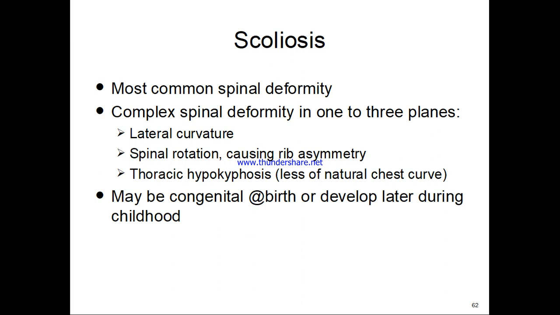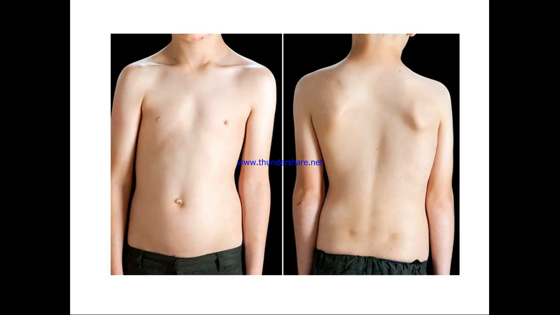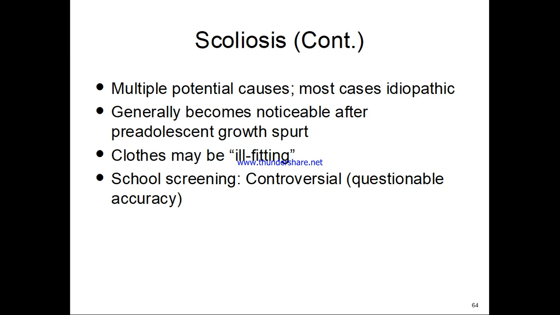Scoliosis can be congenital, present at birth, or it can develop later during childhood. And here is an illustration of a young man who has all 3 of those different malalignments. He's got the lateral curvature, and he's got the spinal rotation, and he's got the reduced chest curve. So this becomes most noticeable after the pre-adolescent growth spurt. It's easier to visualize. Most of the time we don't know what caused it.